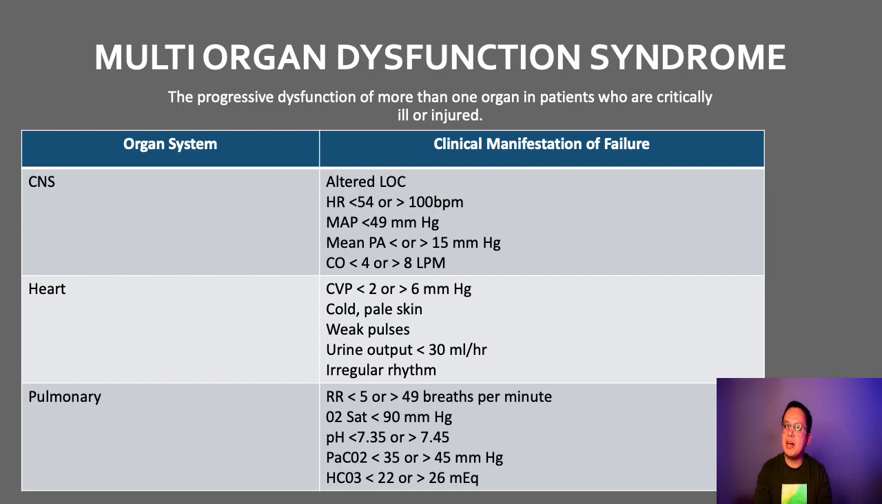Next one is pulmonary, the lungs. Respiration is less than 5, which is alarming, or greater than 49 breaths per minute. Oxygen saturation is less than 90%. If the patient is reported at less than 90, don't ignore the report. pH is less than 7.35 or greater than 7.45. PaCO2 is less than 35 or greater than 45 millimeters mercury. Bicarbonate HCO3 is less than 22 or greater than 26.